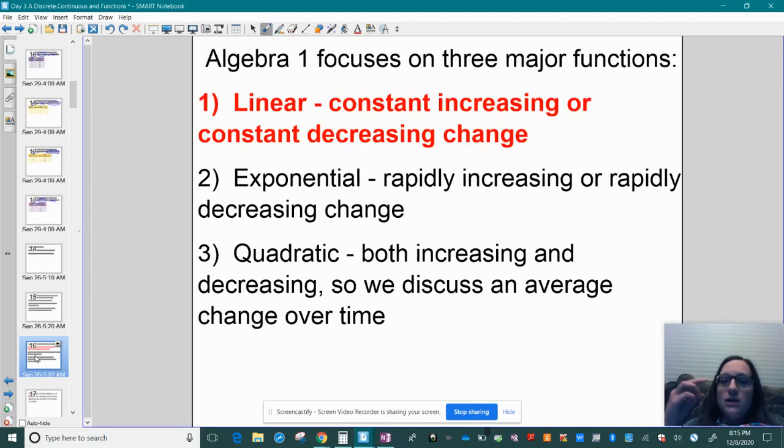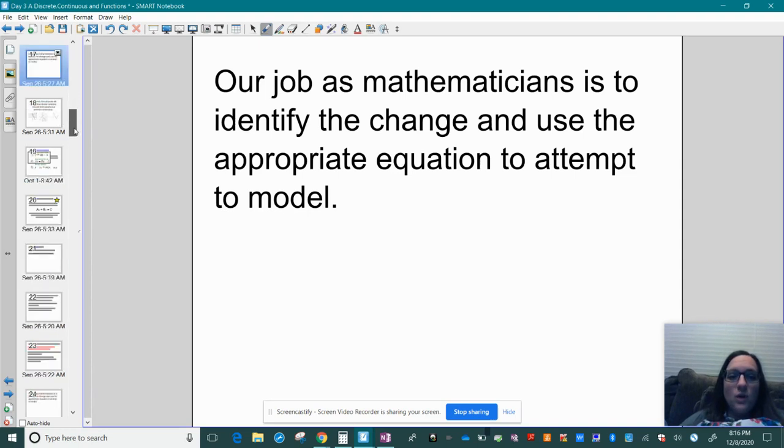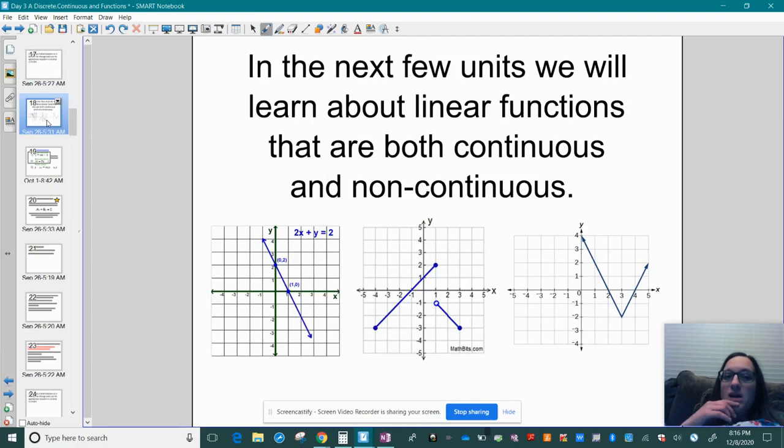So Algebra 1, we focus on 3 major functions: linear, exponential, and quadratic. In our integrated class, we will be focusing on just linear. We will mention exponential, we will mention quadratic, but we won't go into them in depth until next year. So our job as mathematicians is to identify the change and use the appropriate equation to attempt to model it. In the next few units, we will learn about linear functions that are both continuous and non-continuous. As you can see, we have one of those piecewise functions I mentioned in one of the classes yesterday.